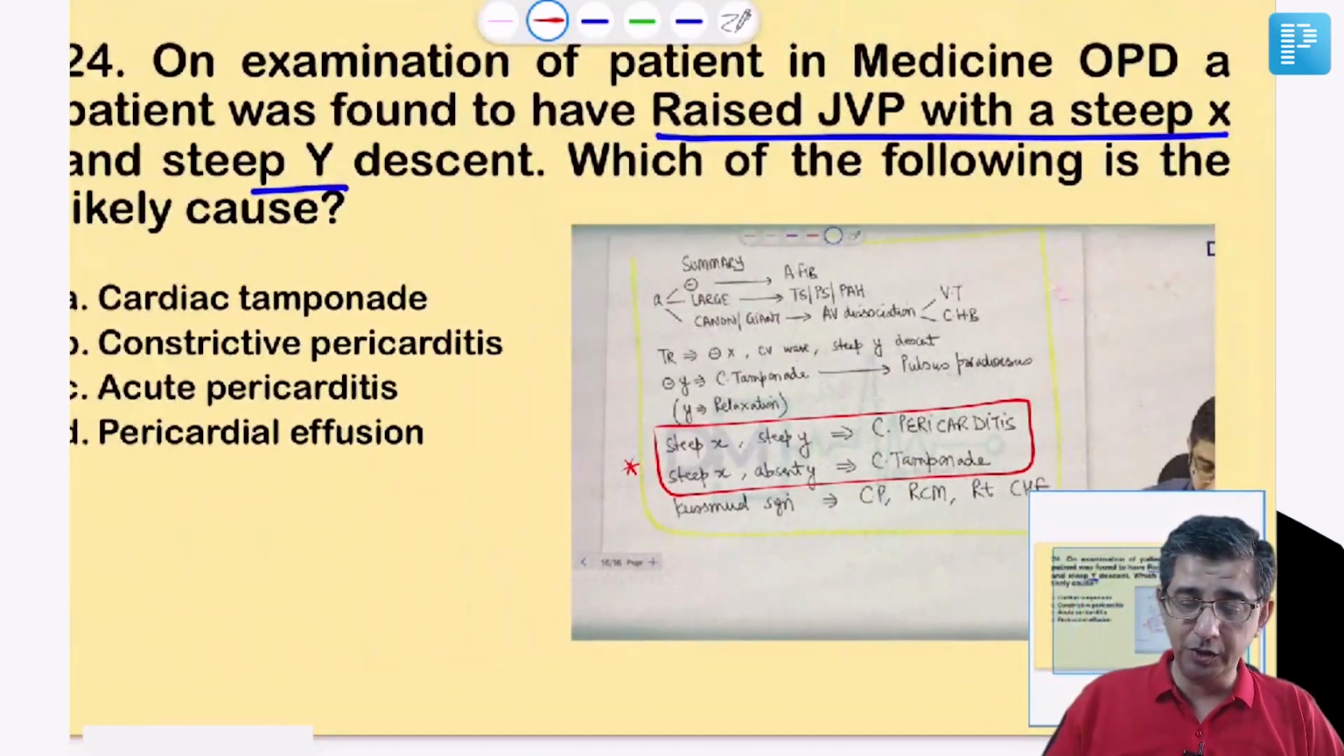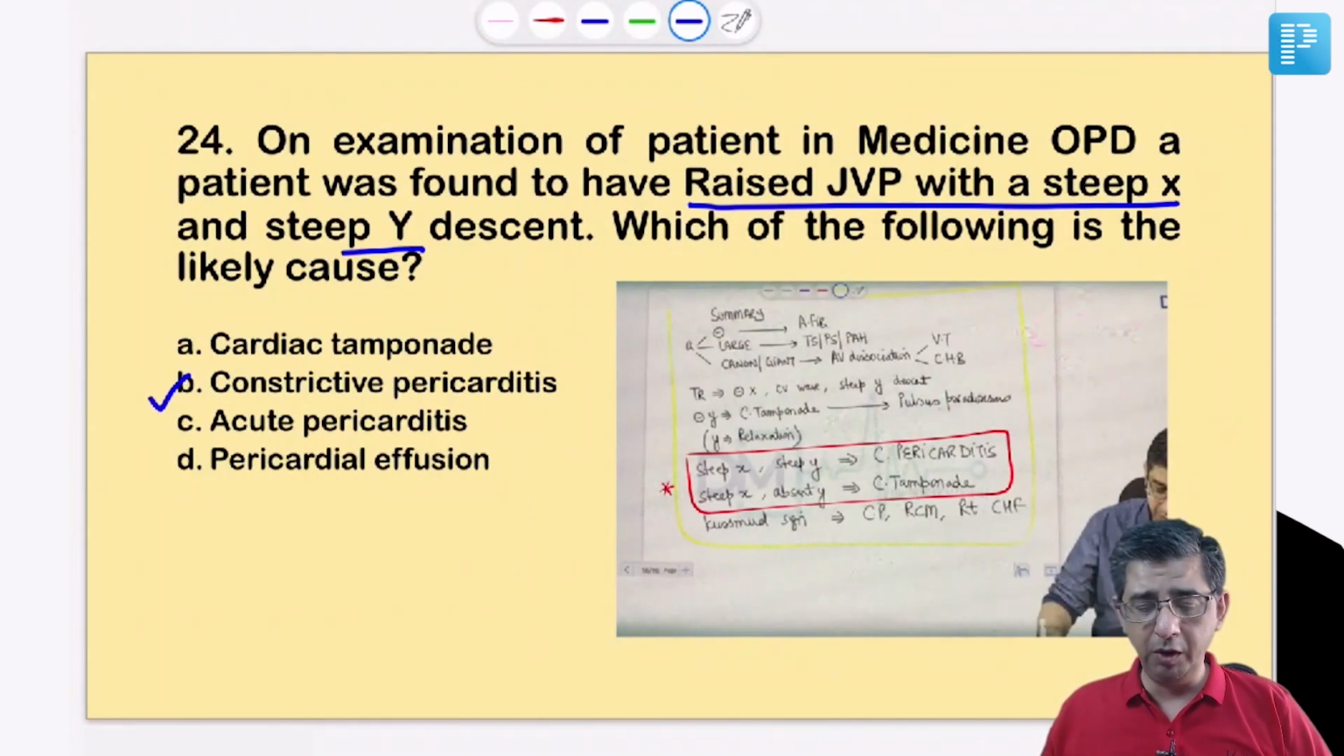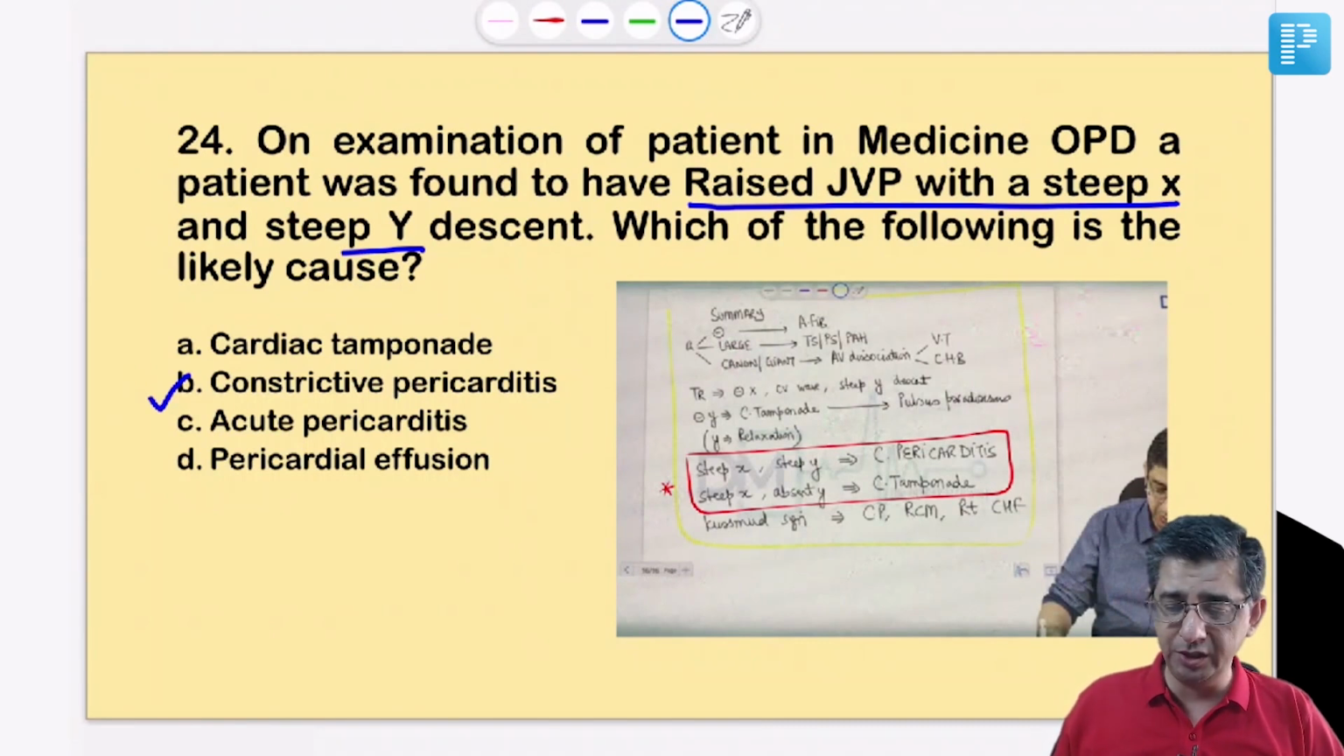So the correct answer for this condition, a steep X and a steep Y, which was asked, would be constrictive pericarditis. And anyway, pericardial effusion will have a low voltage ECG.